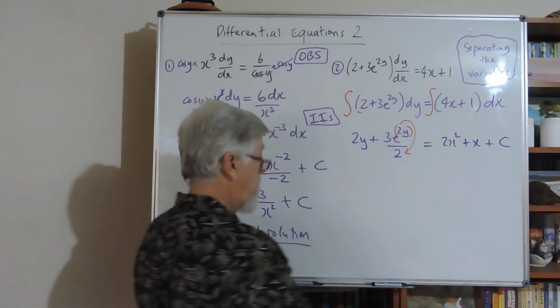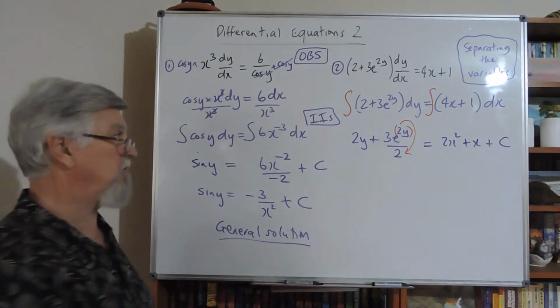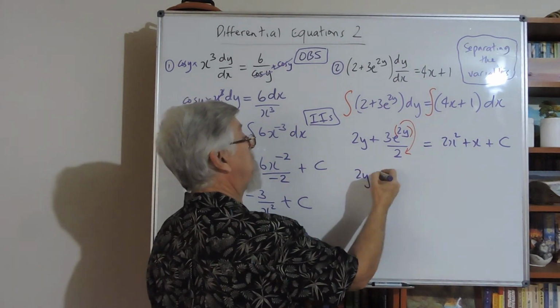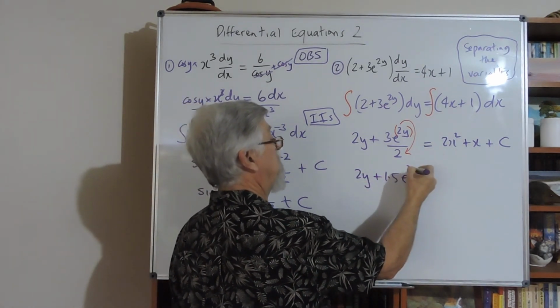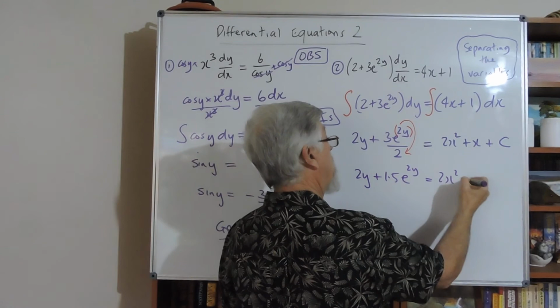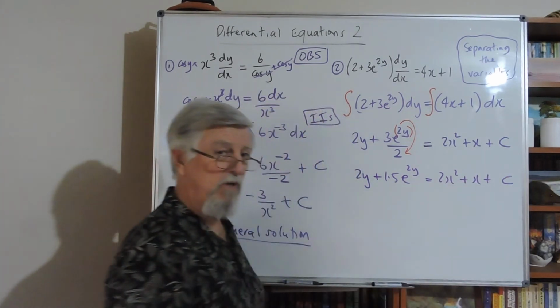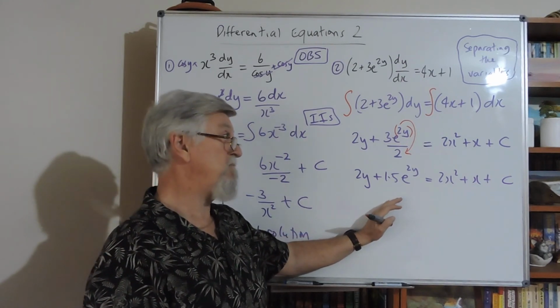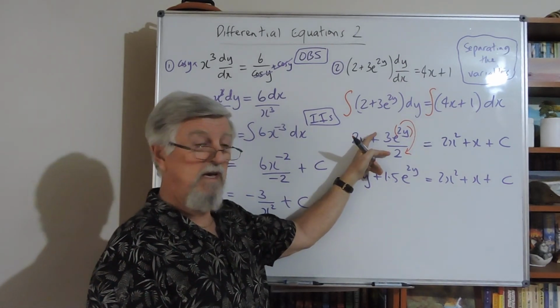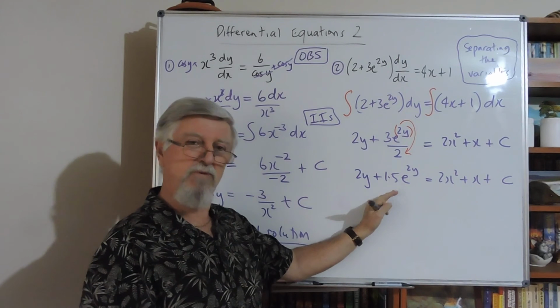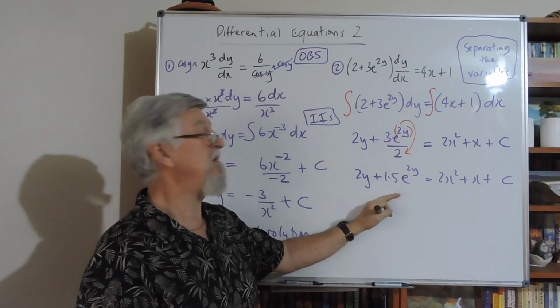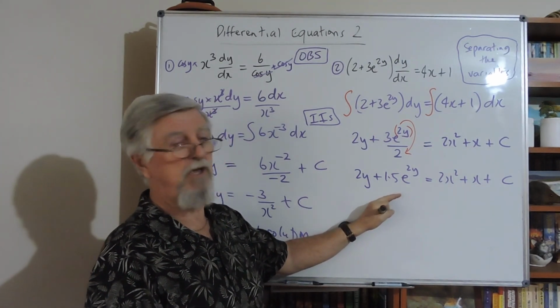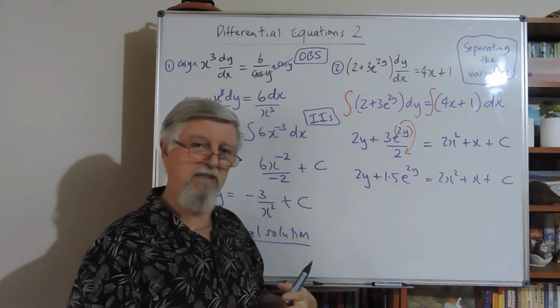Should we tidy it up? Could we tidy it up? There's not much to do. Some people may choose to go 2y plus 1.5e to the 2x squared plus x plus c. It's all personal choice whether you prefer fractions or decimals. I do say to people as much as possible leave with fractions. When people go to decimals, I see many students make silly mistakes, rounding off errors and inaccuracy, and it'll cost them mistakes in their final answer.